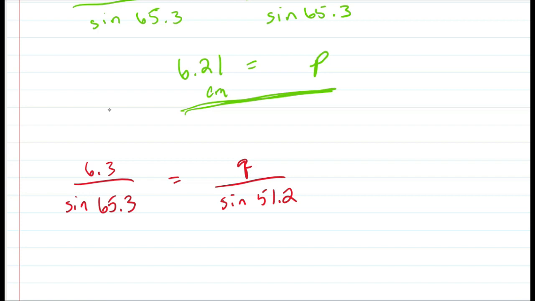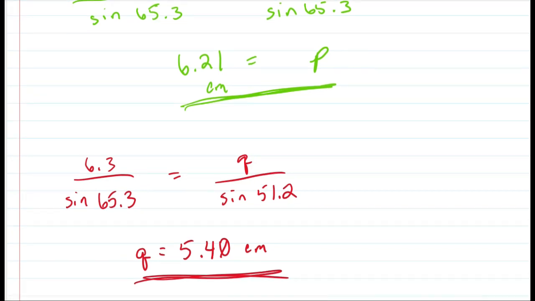Okay, and now working through that, you should have gotten Q is equal to 5.40 centimeters. So you've just solved the triangle. We have R is 65.3 degrees, P is 6.21 centimeters, and Q is 5.40 centimeters. So this was a quick mini lecture on the law of sines.